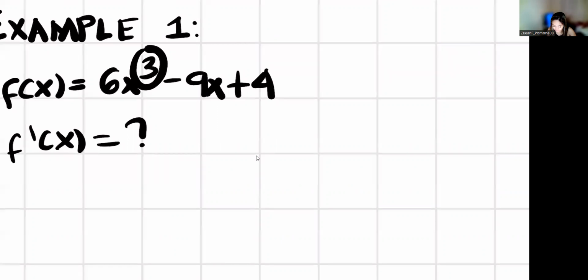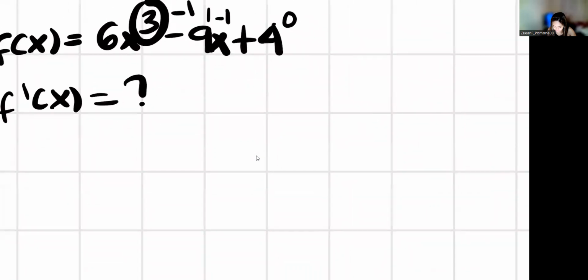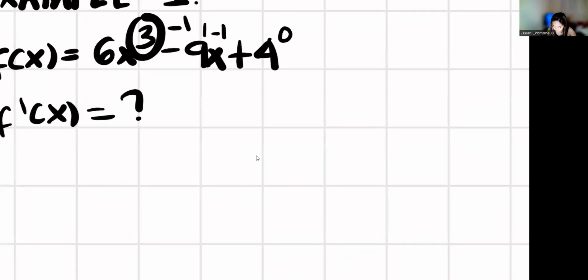You have to subtract it by 1. And you would also have to subtract all of this by 1. And this is 0, so this does not exist. Okay, so now that you have to keep that in mind, you have to realize that you have to multiply the exponents to the coefficients.